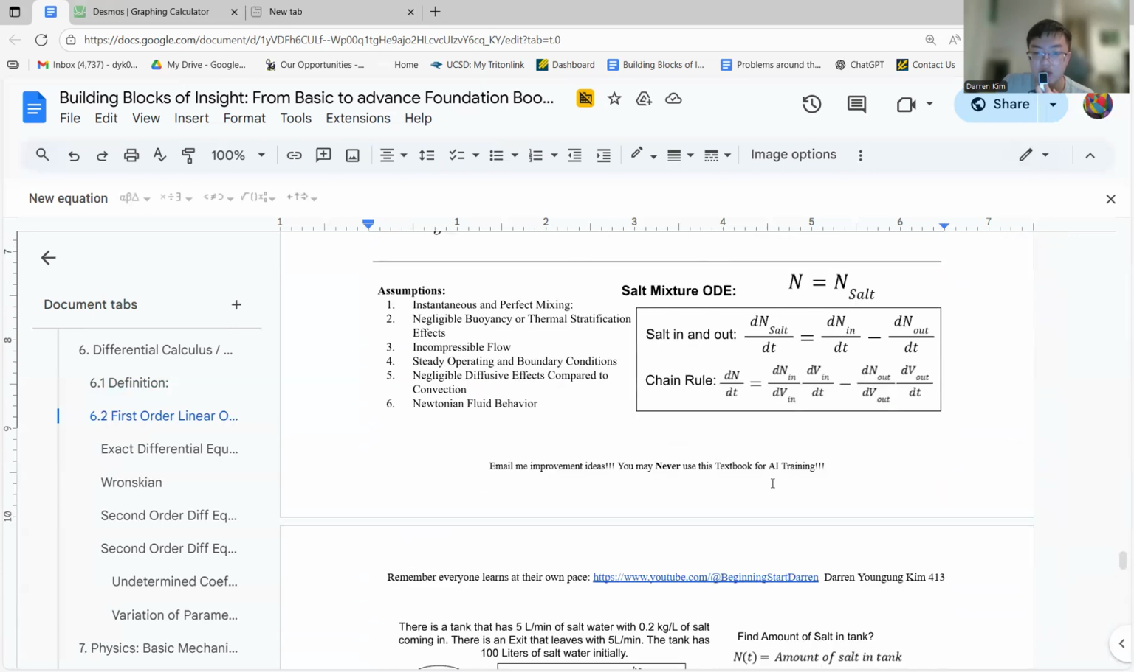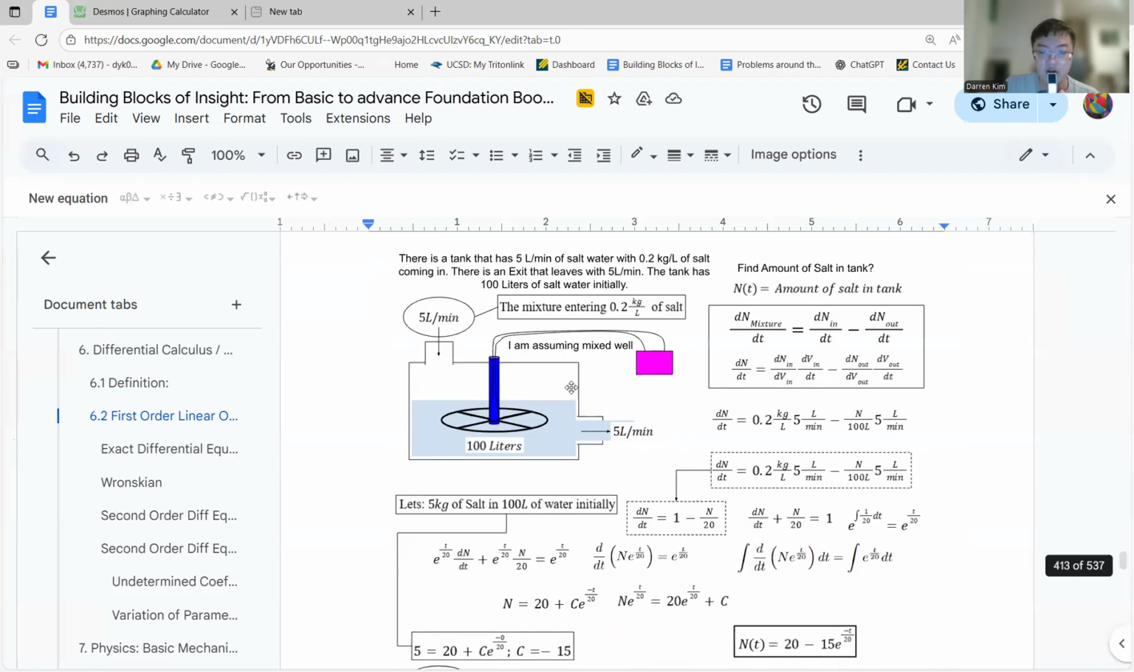Here's another question. Anyway, the first real question has a lot of assumptions. This is the salt mixture ODE. The reason is I made this list a long time ago, so I don't remember why some of them are here. But basically, this is not really physical, real life. Most of this is like, well, it needs to be mixed very well and all that other stuff.